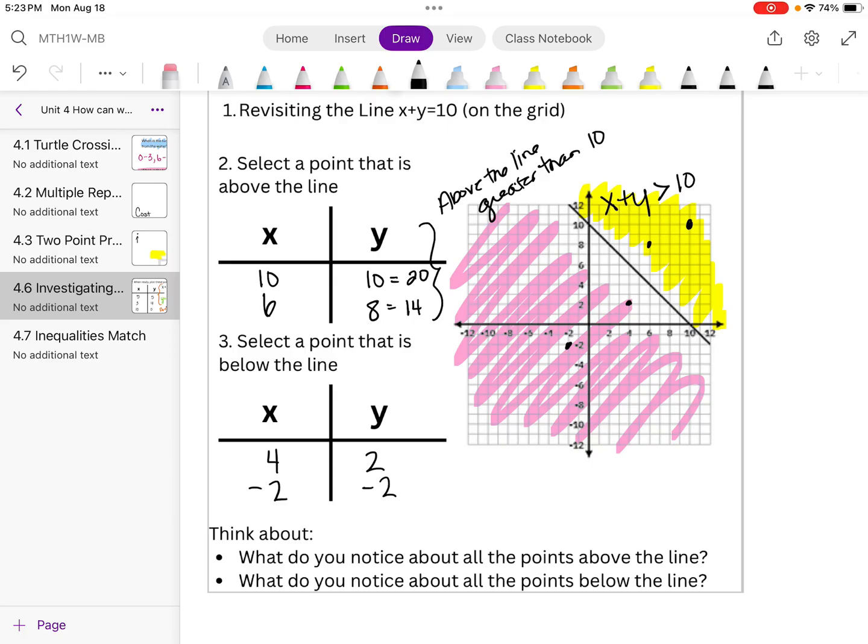If I look at the points below the line, so the ones that are in my pink section, 4 plus 2 gives me 6. Negative 2 plus negative 2 gives me negative 4. These are numbers that are less than 10. So I can say in this section that x plus y is less than 10. Could you guess what happens with any value that's on the line? Because we've already kind of investigated that. So this is what we call inequalities on the graph. So sometimes we're asked to find when two numbers added together are higher or lower than a point or in comparison to a line. So you're going to practice that next.